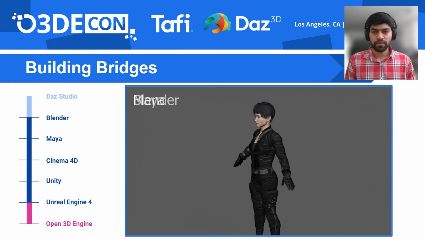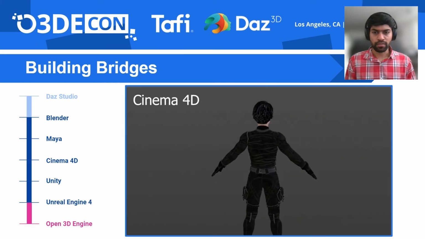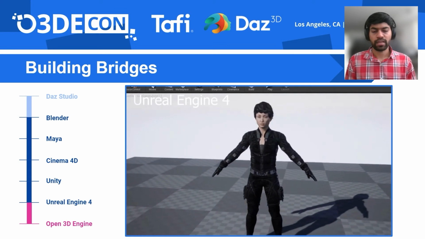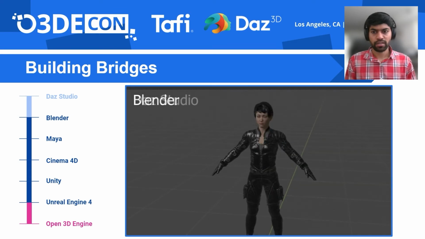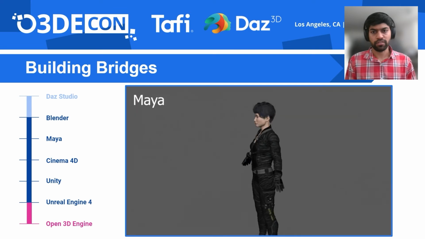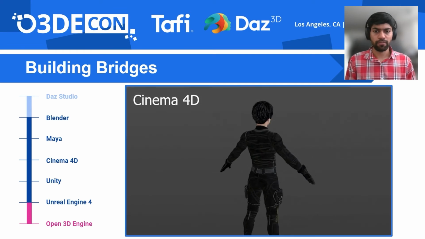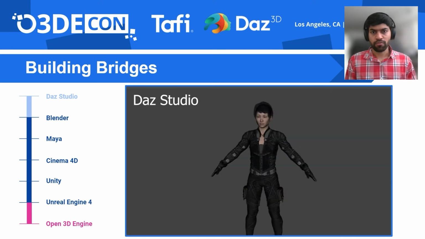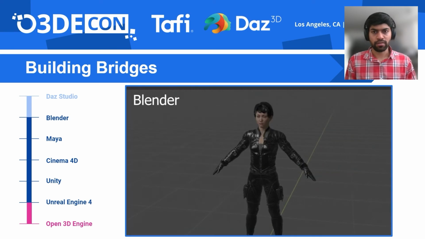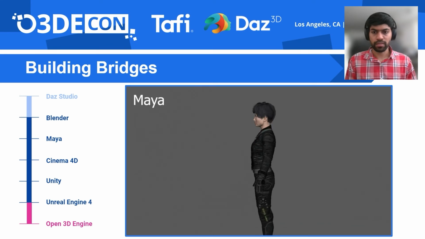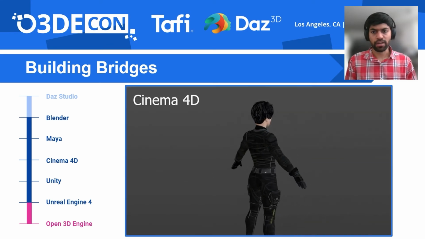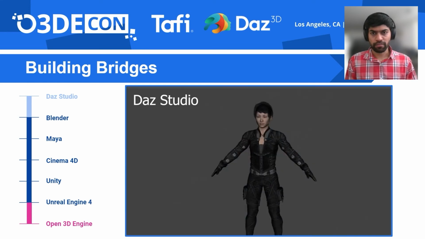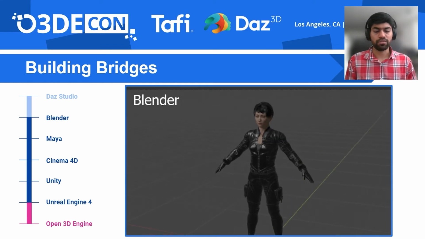Building a bridge from one 3D software to another involves a lot of challenges. Each 3D application has a different design architecture and requires a different set of conversions to get 3D content from outside. Some of the target applications we have bridges for Daz content are Blender, Maya, Cinema 4D, Unity, and Unreal. The rendering of Kaio in all these different target applications is demonstrated here.